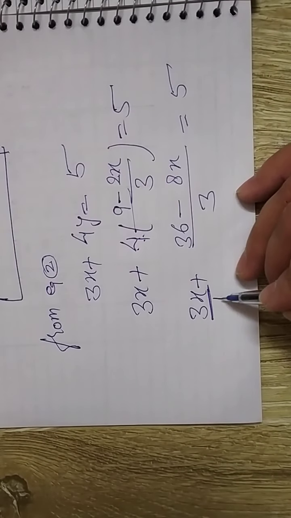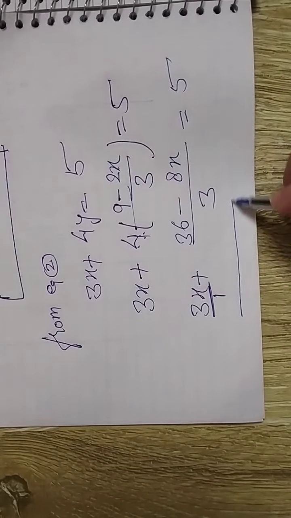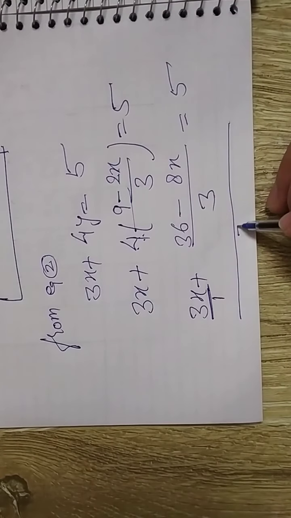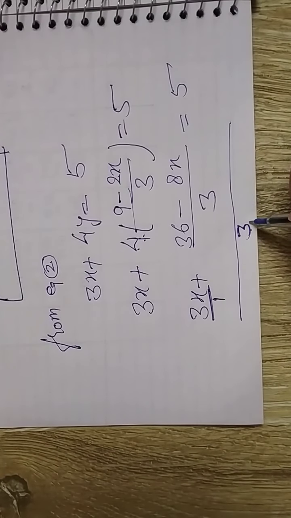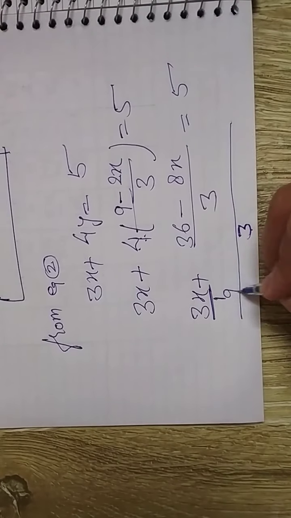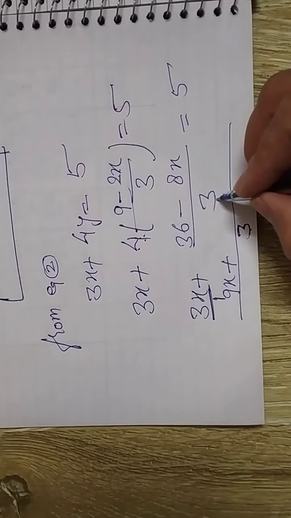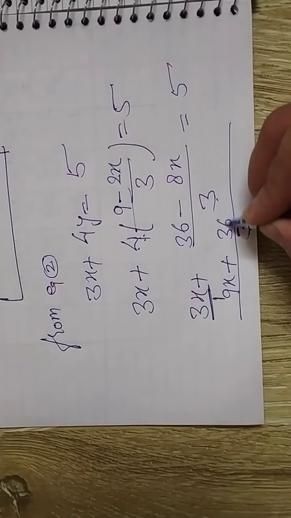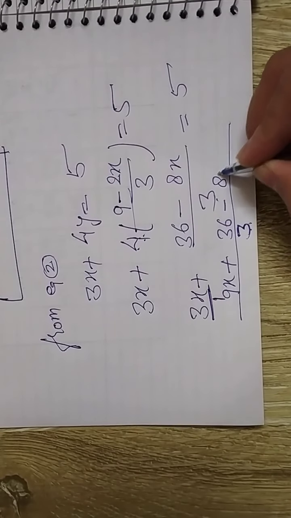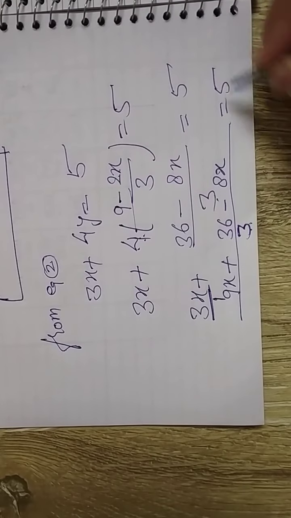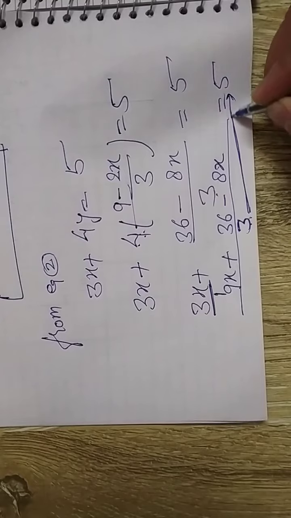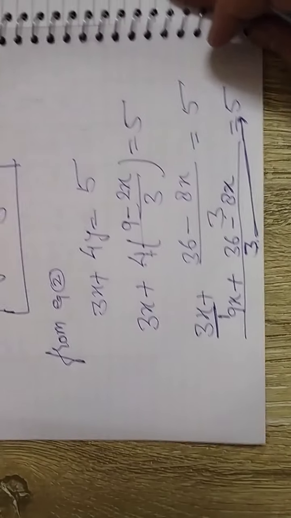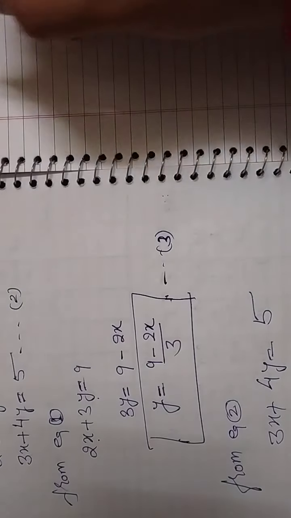You can take 1 under 3x. So the LCM of 3 and 1 will be 3. If we divide 3 by 1, what will come? 3 will come. So 3 multiplied by 3x, 9x, plus 3 divided by 3, 1. So this quantity will come same, 36 minus 8x is equal to 5. This 3 will be multiplying to this 5.